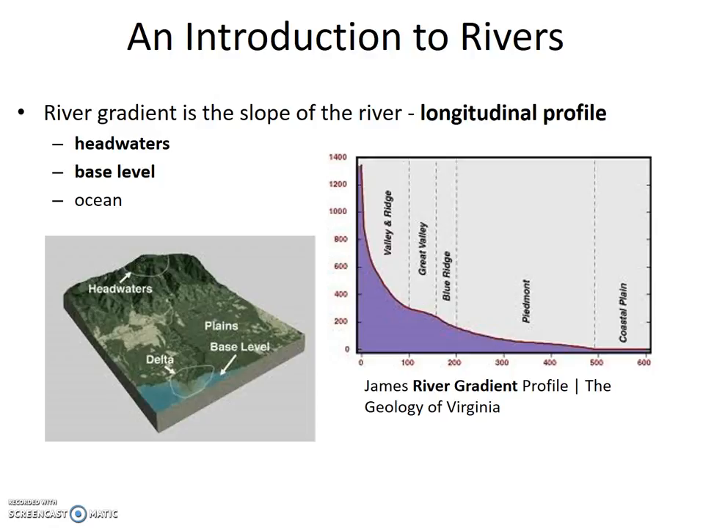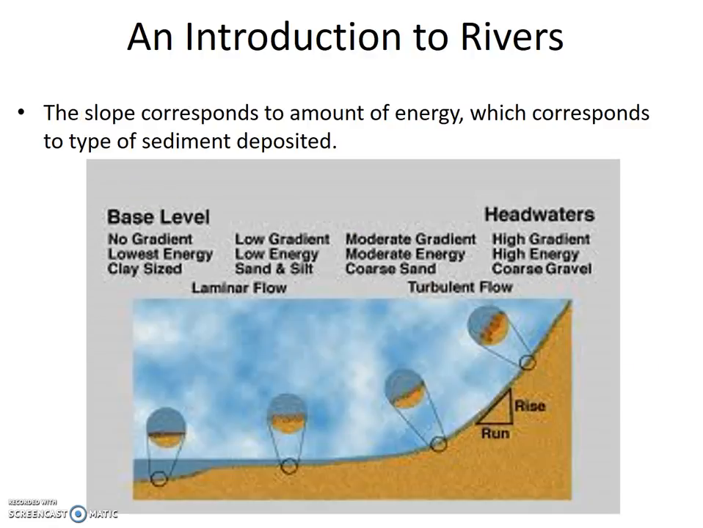The headwaters are higher elevation, often in mountains where it is steep, and then the foothills, which are less steep. Then onto the plains, which have more of a gentle slope, and then finally a base level. The slope corresponds to the amount of energy of the stream, which corresponds to the type of sediment deposited.